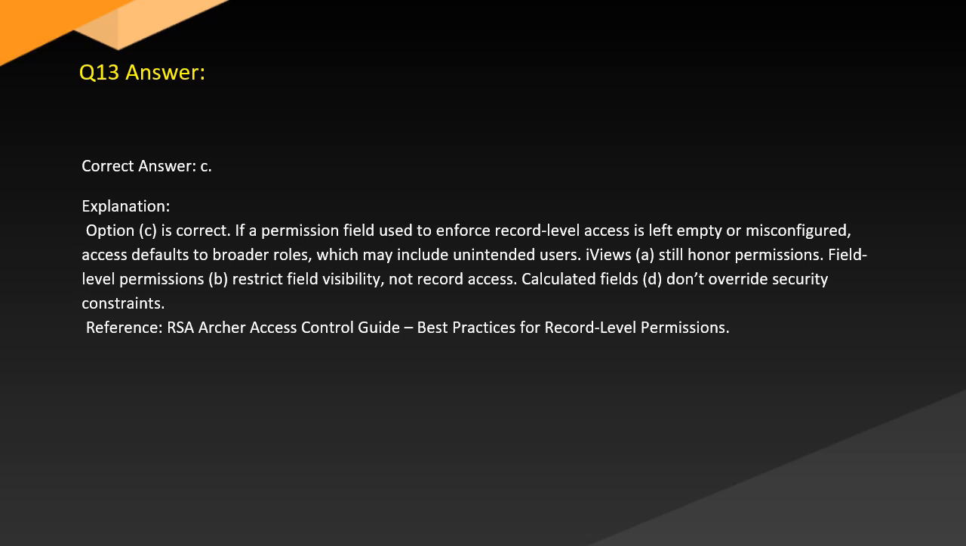Field-level permissions (B) restrict field visibility, not record access. Calculated fields (D) don't override security constraints. Reference: RSA Archer Access Control Guide, Best practices for record-level permissions.